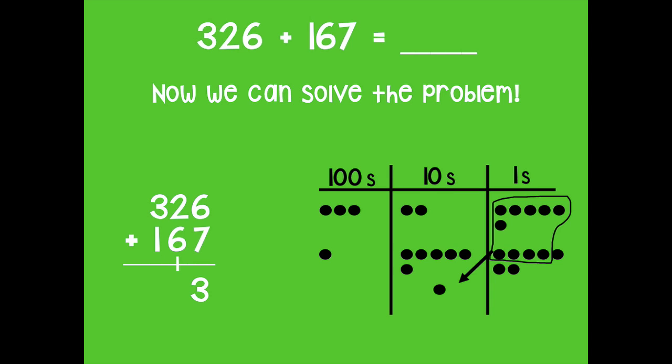Now I move to my tens place. Well, I'm not quite sure if it's going to be more than 10 because it's really close when I look at that. So I would just count them. So 1, 2, 3, 4, 5, 6, 7, 8, 9. So it's only 9. So I can put 9 in my answer. Then I move to the hundreds place. 3 hundreds plus 100 equals 400. So 326 plus 167 equals 493.